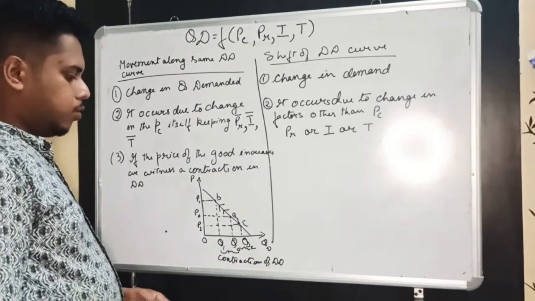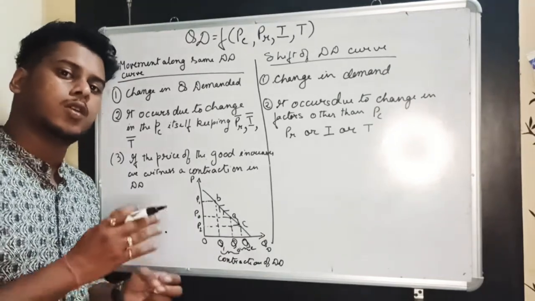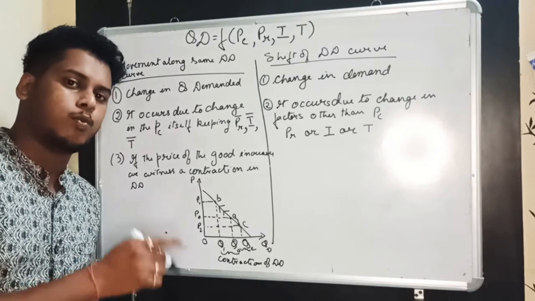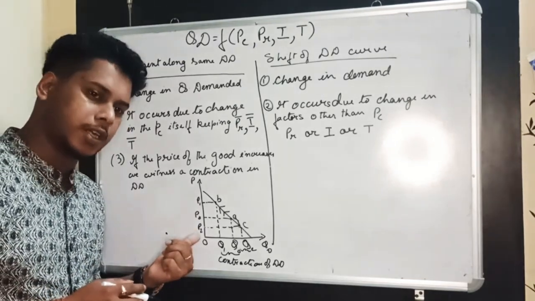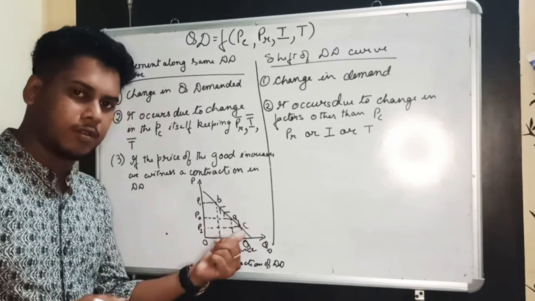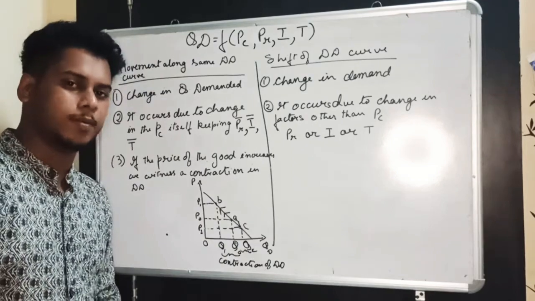curve. So a rise in the price of the commodity leads to contraction in demand, and it is shown by upward movement along the same demand curve, whereas a fall in the price of the commodity leads to expansion of demand, and it can be shown by a downward movement along the same demand curve.